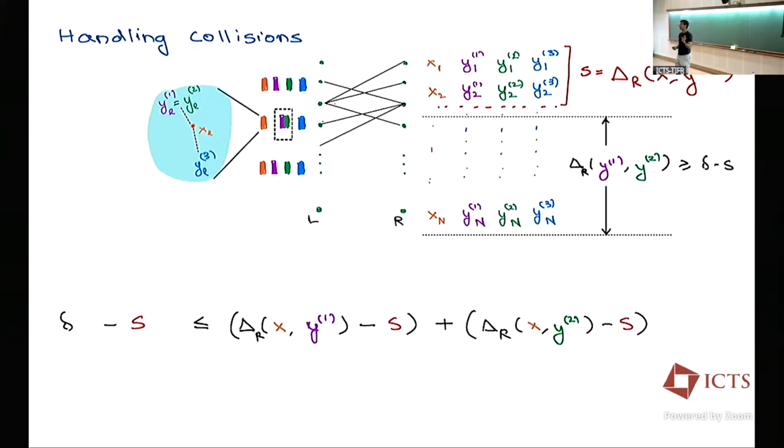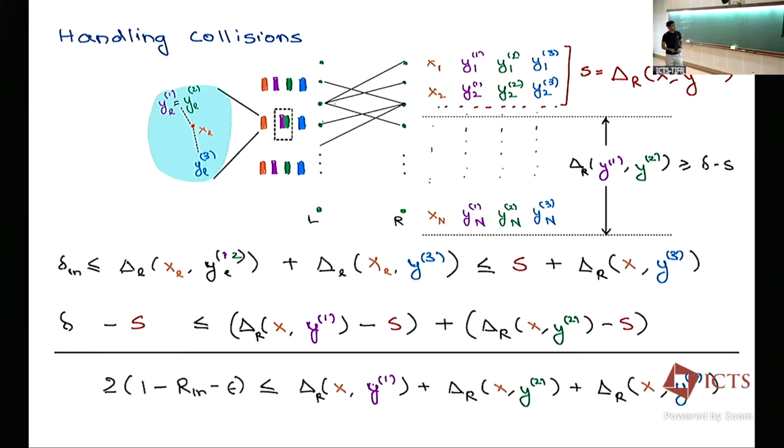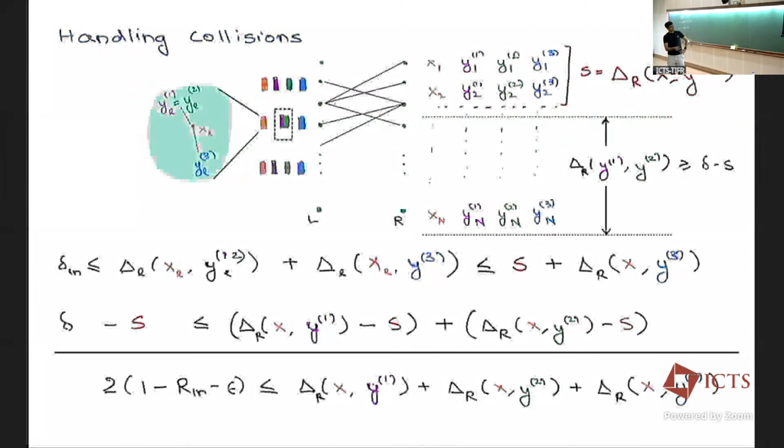Everyone okay so far? But if we add this to the inequality we had before, which is this local distance inequality, you can check that s cancels, and we basically get what we were looking for, that the sum of the distances of the 3 global things is at least 2 times 1 minus r. Again, epsilons can be handled. So you get this bound that we were looking for. That basically proves the k equals 3 case. Okay. Any questions?